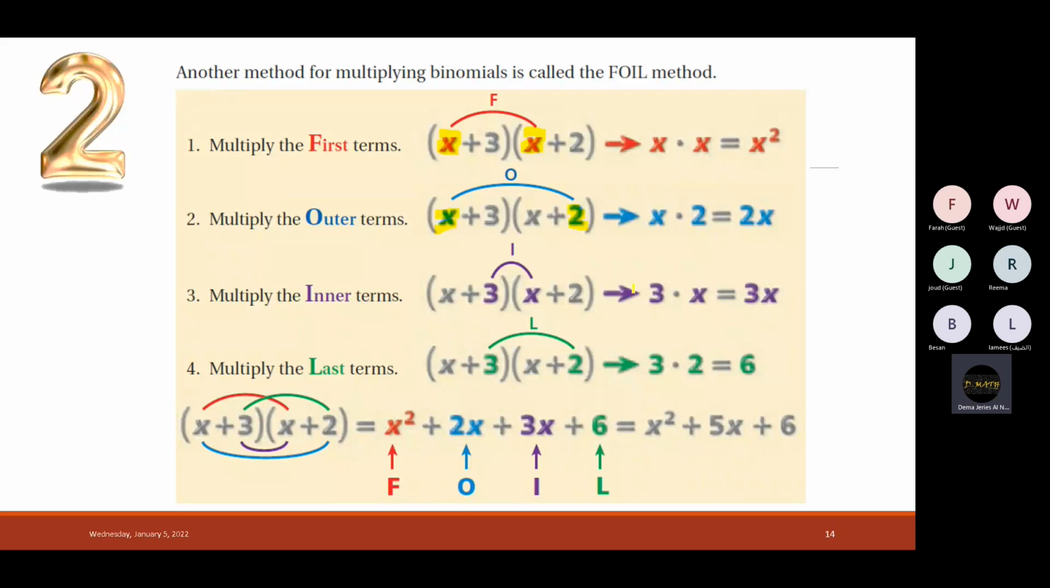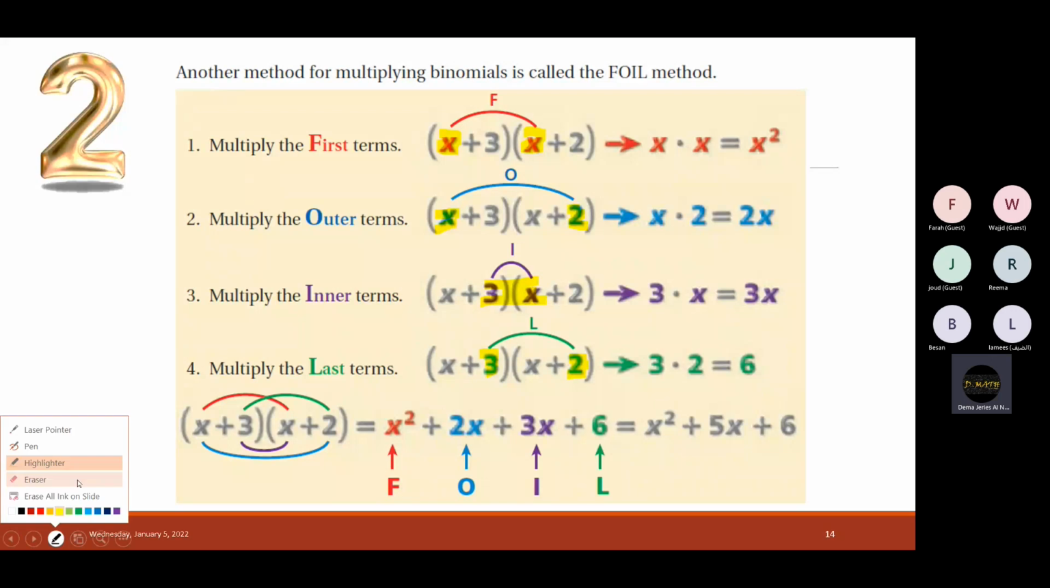Now where is the inner? The inner means the two terms that are beside each other, inside the two brackets, which are 3 and x, which is 3x. And the last terms. What are the last terms? Look at the first bracket. The last term here is 3, and the last term in the second one is 2. So you multiply them in order to get 6.